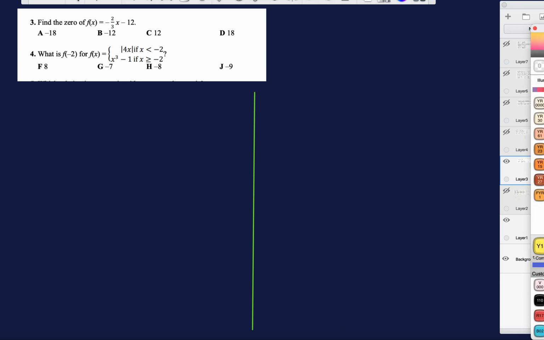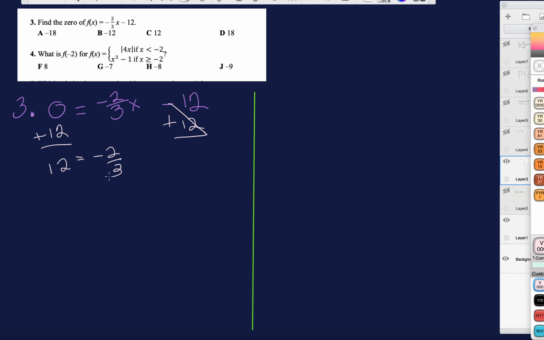Here's number 3. Number 3 says, find the 0 of this function. That means solve this function for 0, negative 2/3 x minus 12. Okay, well, let's fix this. Let's add 12 to both sides. Plus 12. Now we have 12 equals negative 2/3 x.